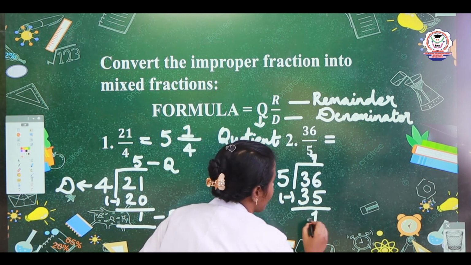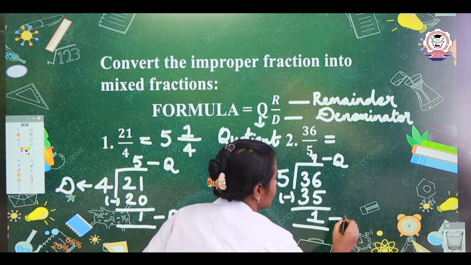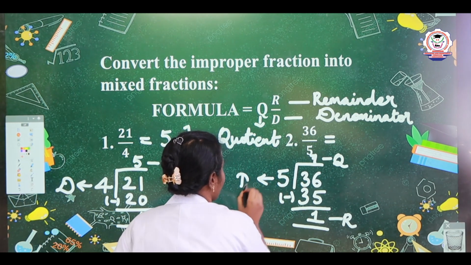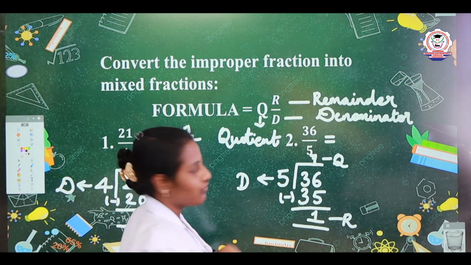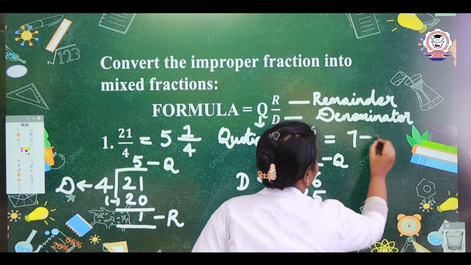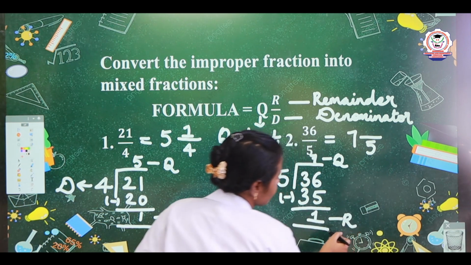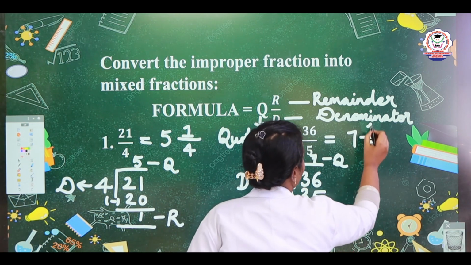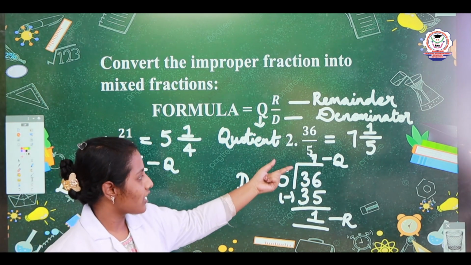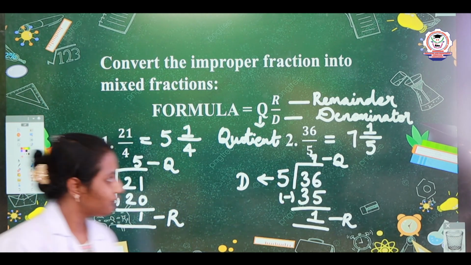Very good, it is 1. So the quotient is 7, the remainder is 1 and the denominator or divisor is 5. So we will substitute this in the formula. The quotient will be the whole number, the denominator is 5 and the numerator will be the remainder, no? So it is 1. Yes, my dear, if you do the improper fraction by division, we will get the mixed fraction 7 1 by 5.